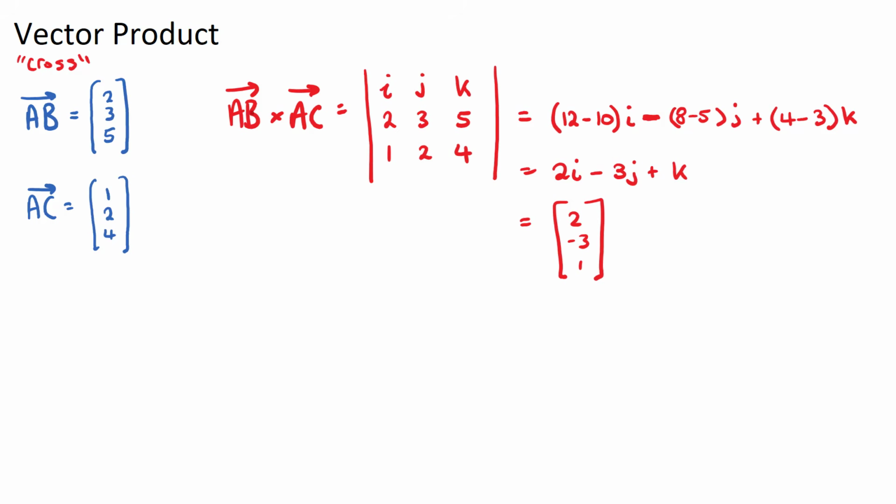The cross product of AB and AC is different to AC and AB. It's actually the negative answer, because notice that the rows would be different, so these equations would all be slightly different, and you'll get the negative answer of this. So this is the vector product answer.